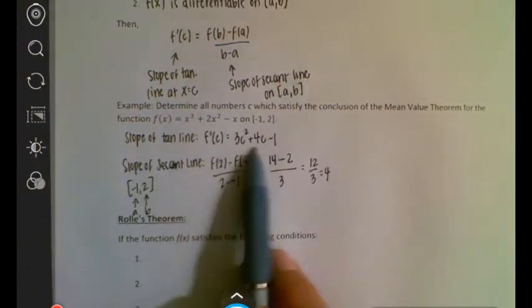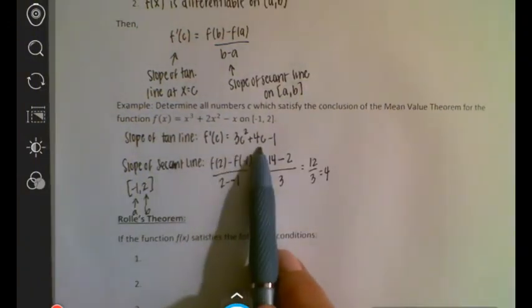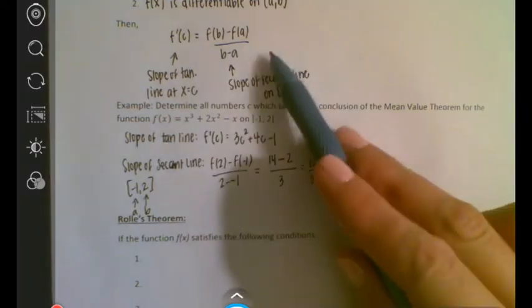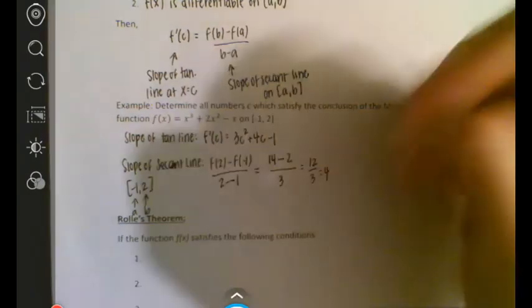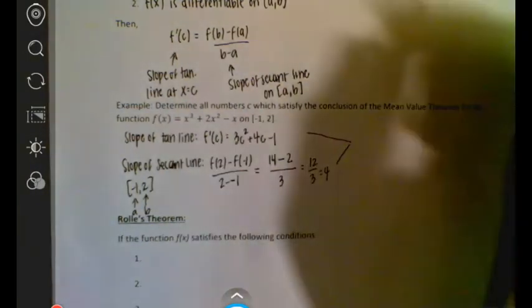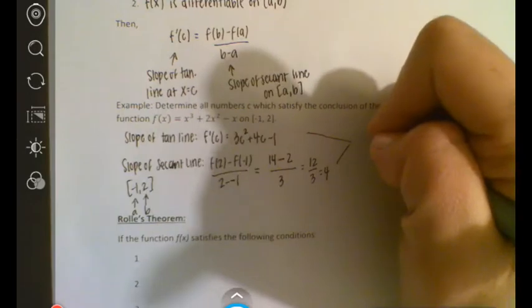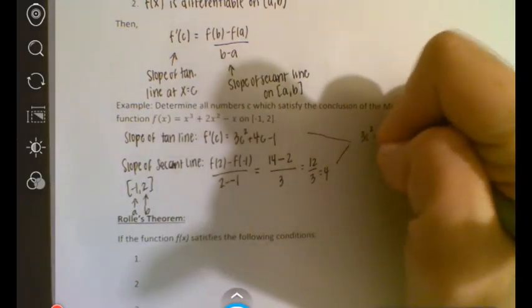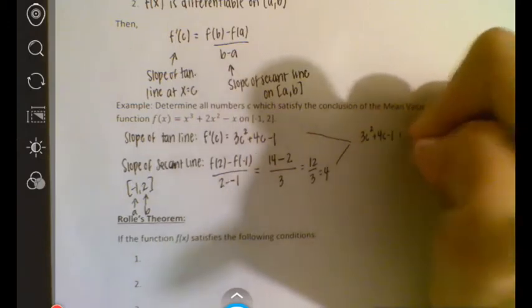So the slope of my tangent line at x equals c would be 3c squared plus 4c minus 1, and the slope of my secant line is going to be 4. And in order for the mean value theorem conclusion to be met, I need to set these equal. So my f prime of c must be equal to my slope of my secant line. So 3c squared plus 4c minus 1 must be equal to 4.